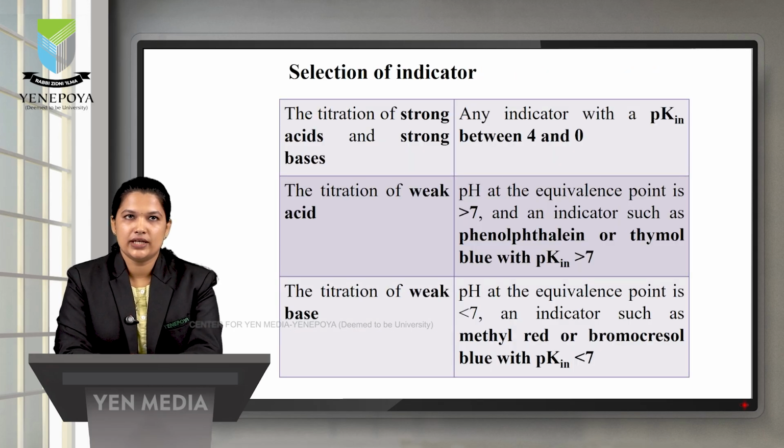When selecting an indicator for the titration of a strong acid and a strong base, the indicator with a pK indicator value in between 4 and 10 is used. In the titration of a weak acid, the pH of the equivalence point is greater than 7, so indicators such as phenolphthalein and thymol blue, with pK indicator greater than 7, are used. And in the titration of a weak base, the pH of the equivalence point is less than 7, and the indicator used is bromocresol blue.